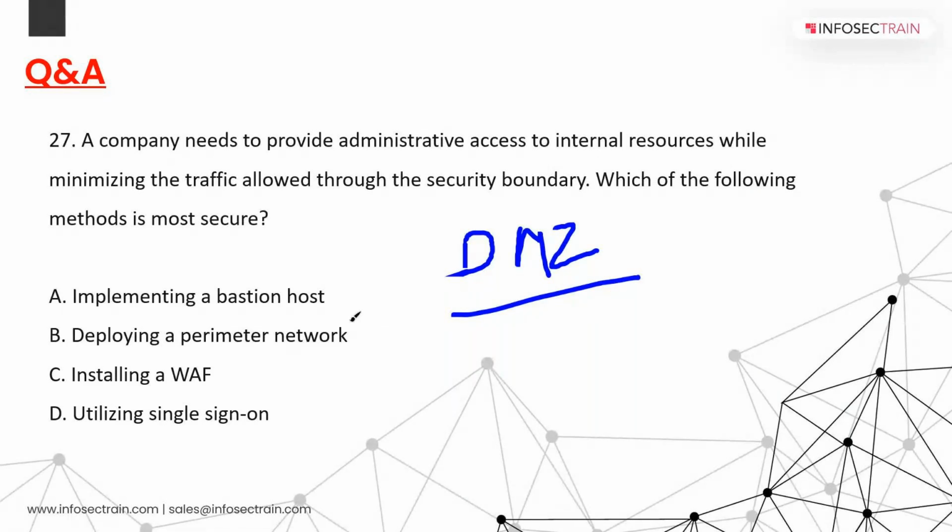The demilitarized zone has another name, which is the perimeter network. Exactly, correct. In layman's language, always remember that the demilitarized zone is also called a perimeter network.